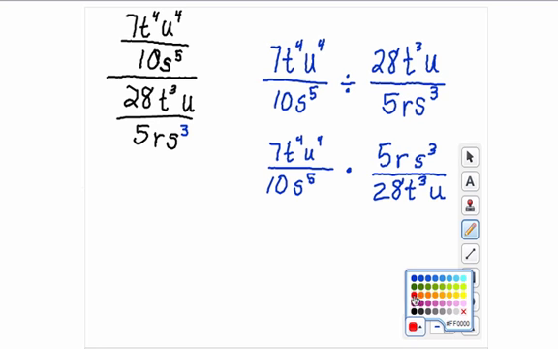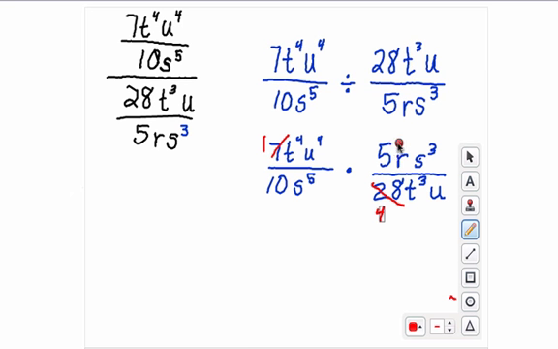Okay, so now I like to again start with the numbers, and I see 7 and 28. I can divide those both by 7. 7 divided by 7 is 1. 28 divided by 7 is 4. 10 and 5, you can divide both of those by 5. So 5 divided by 5 is 1. 10 divided by 5 is 2. And then there's no other numbers.